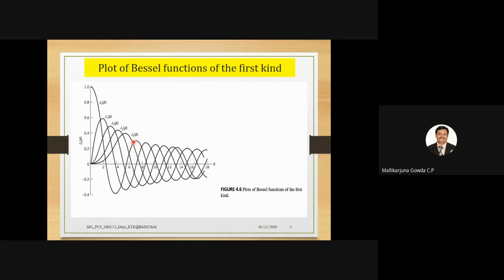Then again I move. Just follow my cursor. What will be this value? Approximately this point, it is 8.65. Then see here, the next point. It will be near 12, right? So we can take that as 11.2. So like that it keeps going.